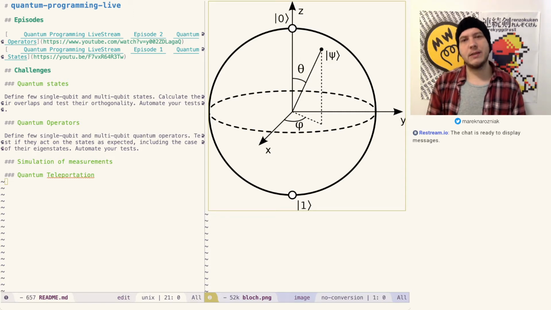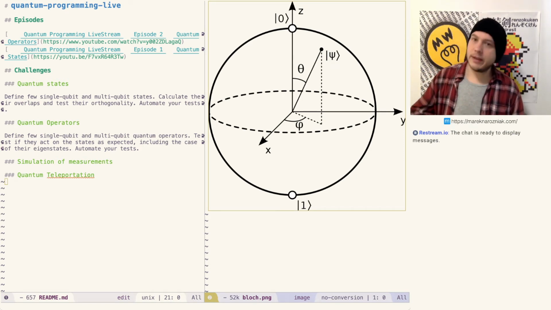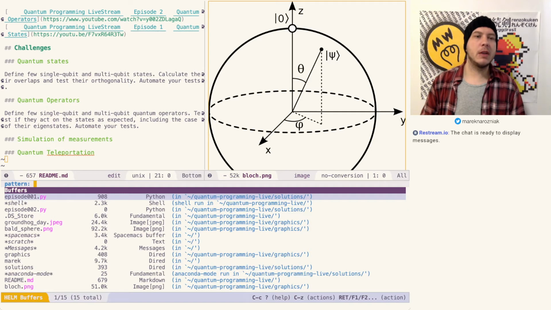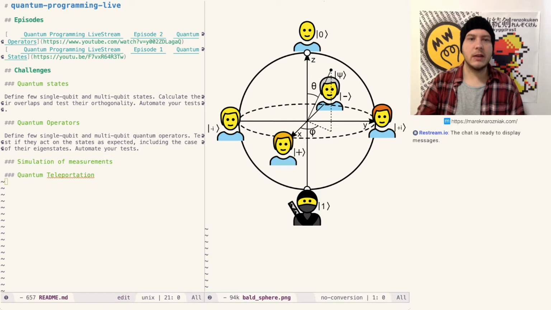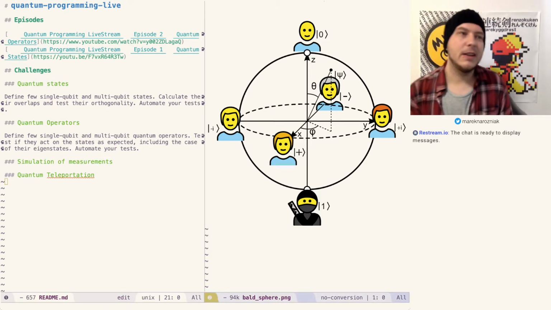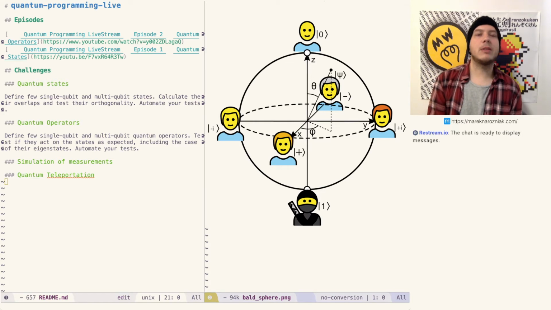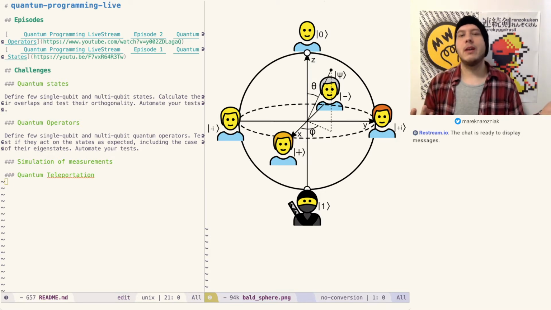But this picture is quite tedious and not everyone might be very familiar with this kind of notation. So for you guys, I prepared an alternative representation. Instead of the Bloch sphere, I will use the bald sphere, which is equivalent to the Bloch sphere. Every recognizable orthogonal point on the Bloch sphere has a pictorial representation, and the zero state is the bald guy.